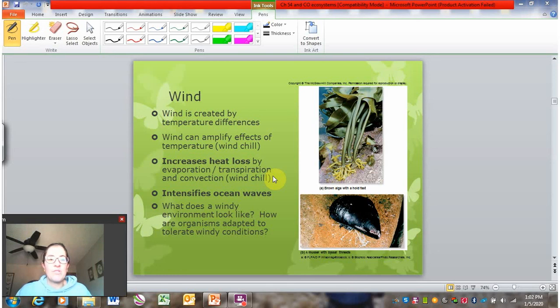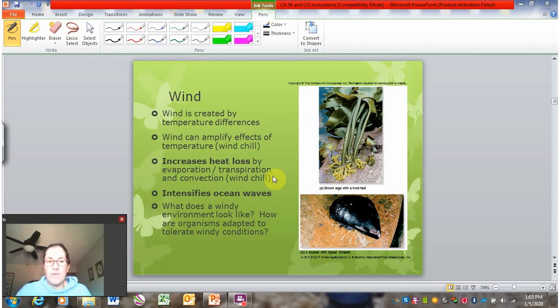So while temperature is the most important of the physical features of the environment, there are several others that also have a big impact on living things. The first of these is wind. Wind is actually created by temperature differences. As heat heats up melting snow or something like that, it can create a wind. And it's also related to temperature because it actually just amplifies the effects of temperature differences.